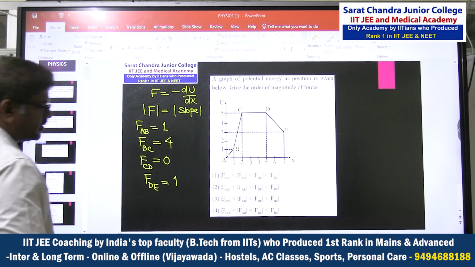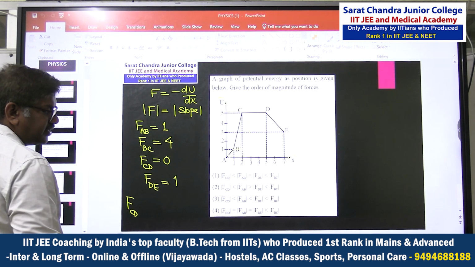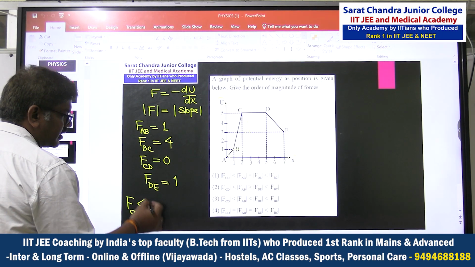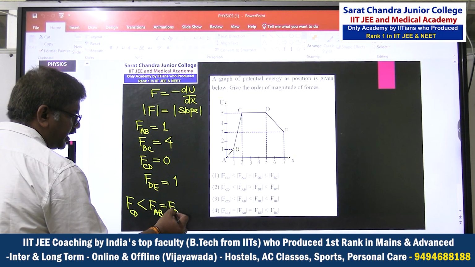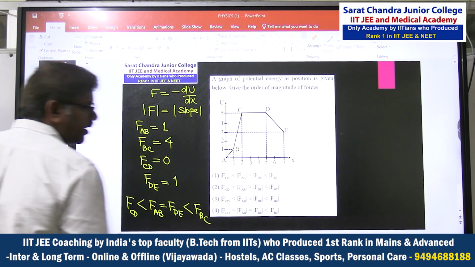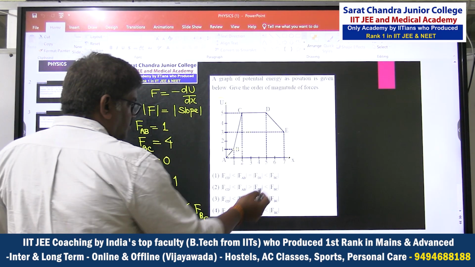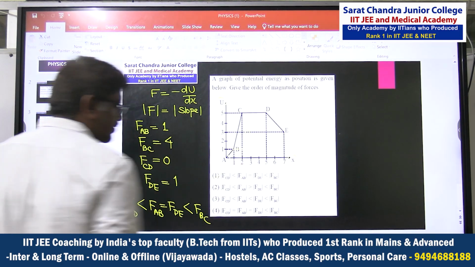So clearly you can see that the force across the region CD is the least, then the force across AB, which is equal to the force across DE, and the greatest one is across BC. So BC is greatest, CD is least, and AB and DE are equal. So the correct answer is the first one.